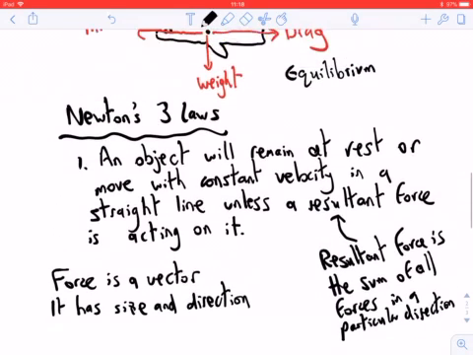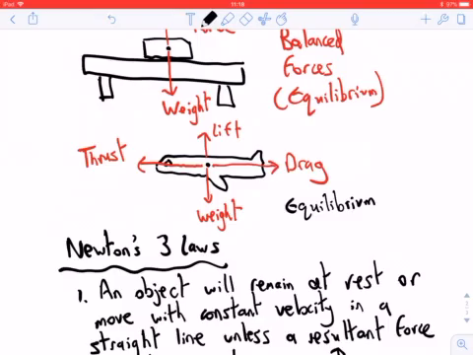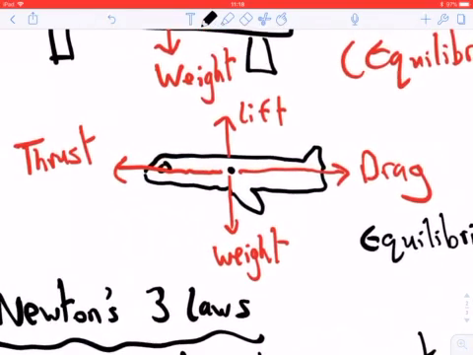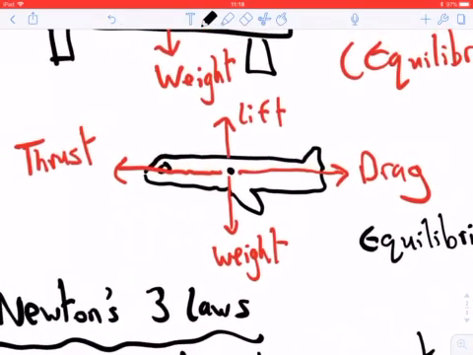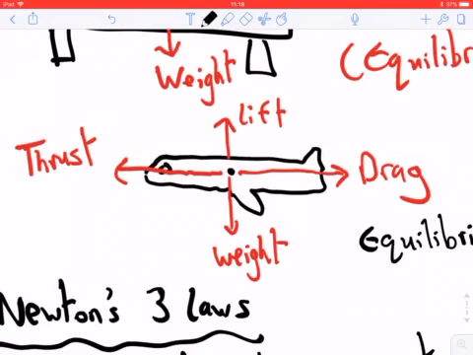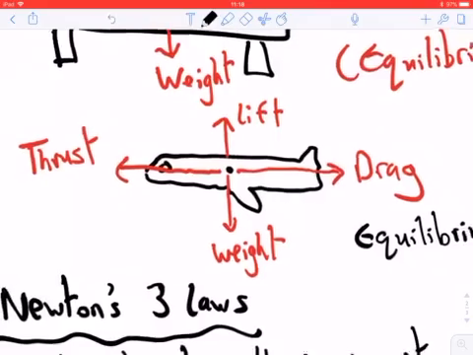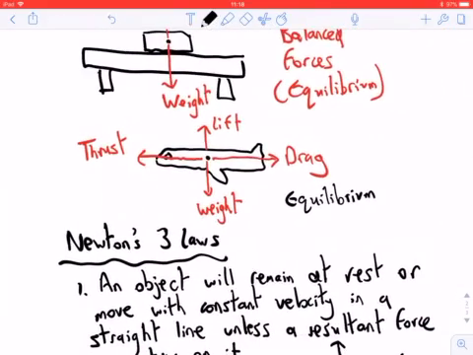So if I just return for a moment to my aeroplane example, here you can see quite clearly that the forwards force, the thrust, is balanced by the drag. So if I took the thrust, the forward force, and subtracted the backwards force, I would get zero. And the same with lift and weight. They're perfectly balanced. If I did the lift, subtract the weight, I would get 0. So we have balanced forces upwards and we have balanced forces forwards. So we have equilibrium, we have constant velocity.